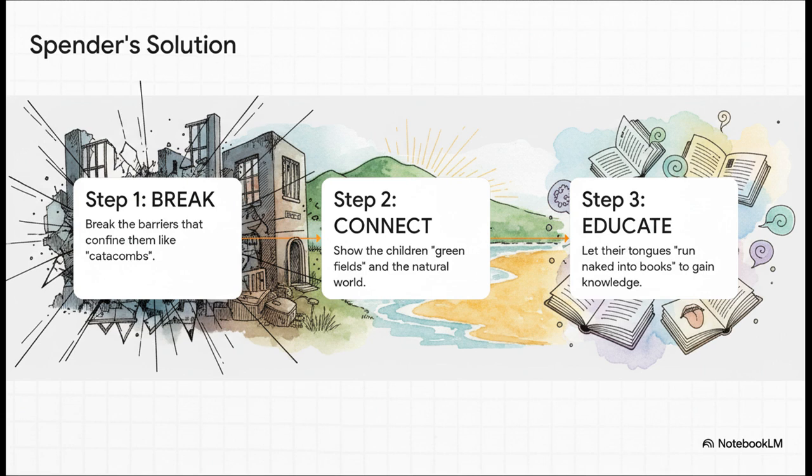First, break the barriers. Literally, break open the windows of the slum, which he compares to catacombs, tombs for the living. Second, connect them with the real world, with nature. Show them what green fields and gold sands look like. And third, give them a real education. Let them dive into books with passion and freedom to soak up knowledge and find their own voices.